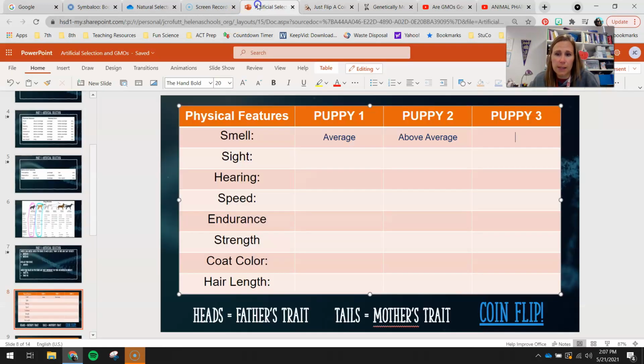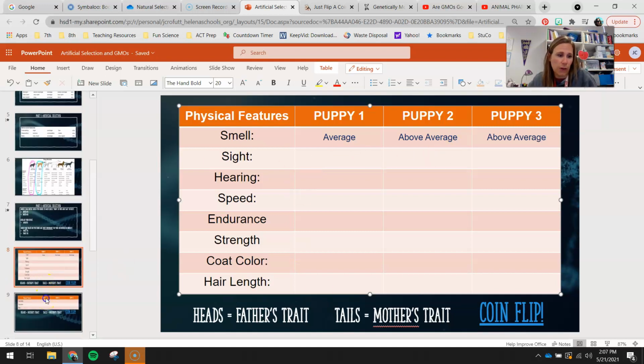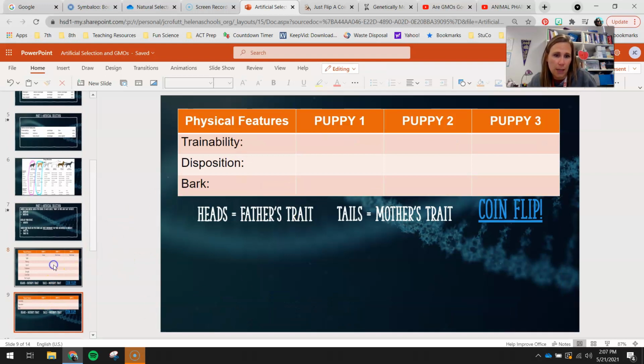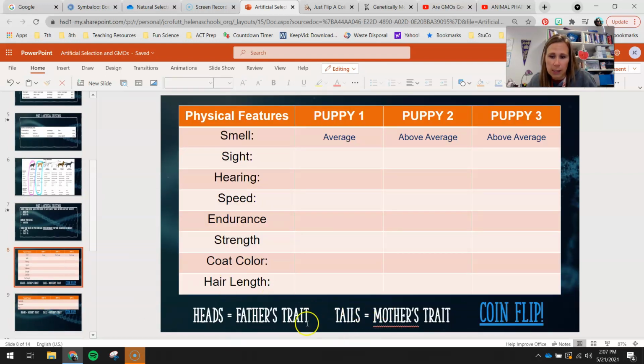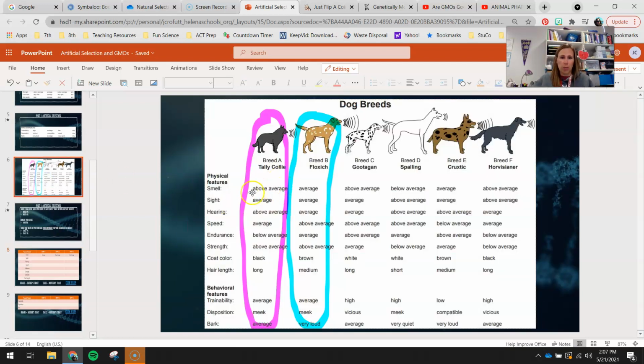And again, tails, so it would have mom's trait, which was above average. Okay, you guys are going to do this 3 times for all of these traits and for your behavioral traits on slide 9. So again, your little key is down here. You guys can use your own coin at home, or you can use this little coin flip. And then you'll just have to keep going back up and referencing the slide.